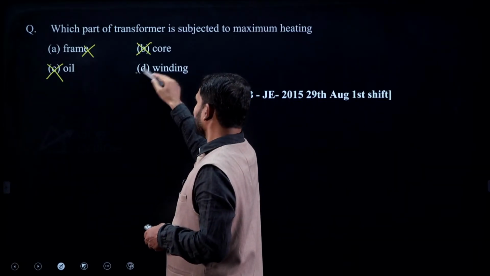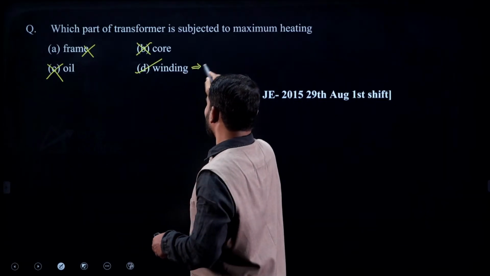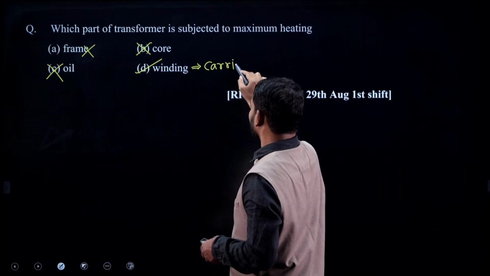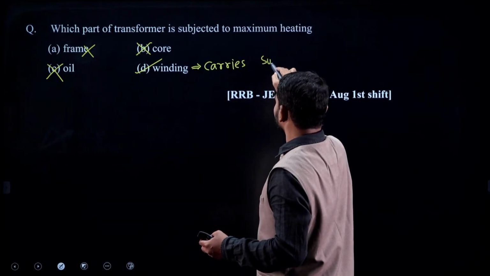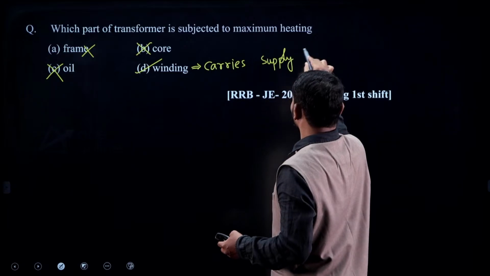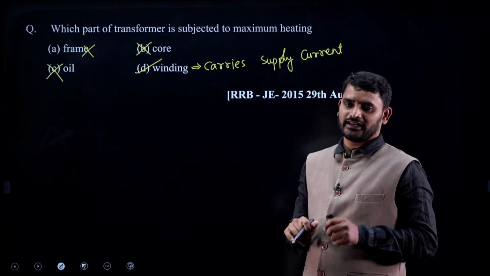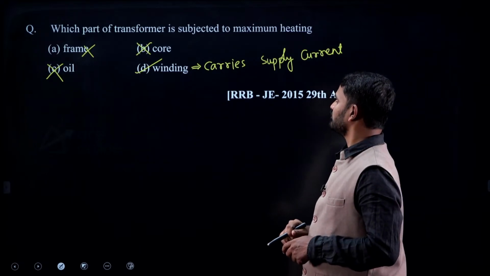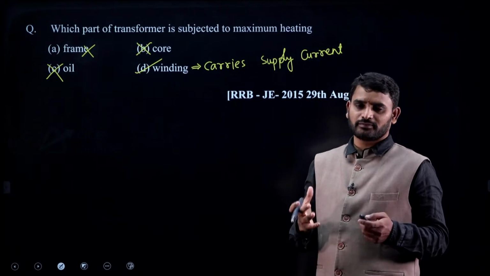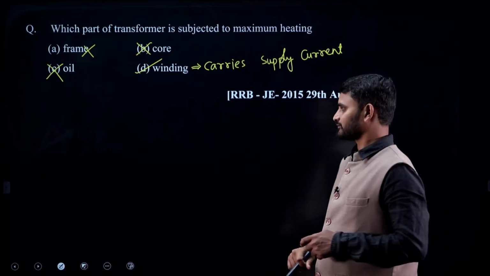Okay. So, the winding is going to carry the current, because it carries the main supply current. So, you get more amount of heat in the winding. So, the maximum heat producing part is what? Winding.